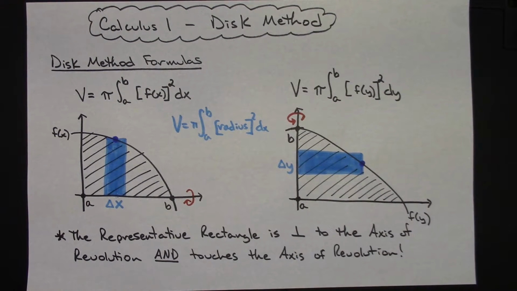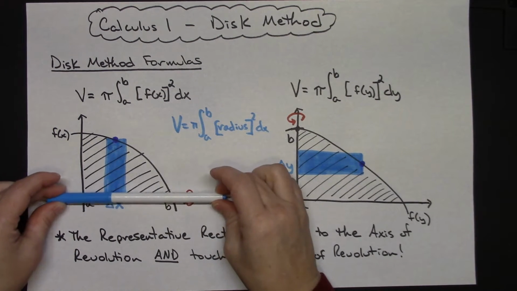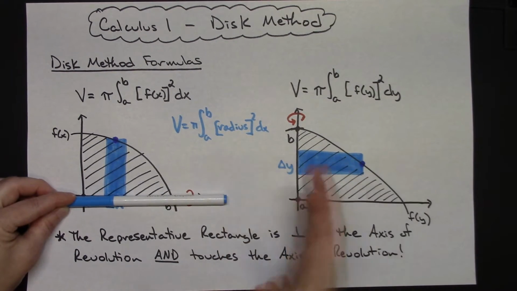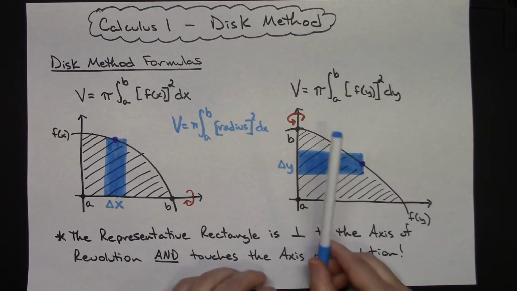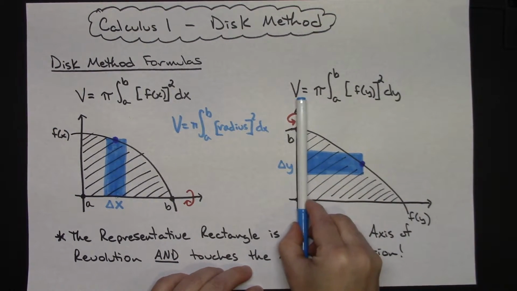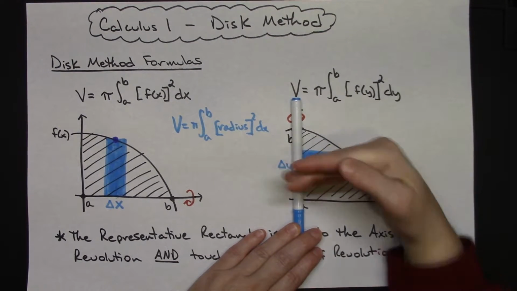The one main thing you need to remember with disk method is your representative rectangle is perpendicular to the axis of revolution. So on this first example, we were revolving around the x-axis, and my representative rectangle is perpendicular to it. On this example, my axis of revolution was the y-axis, and my representative rectangle is perpendicular to that.